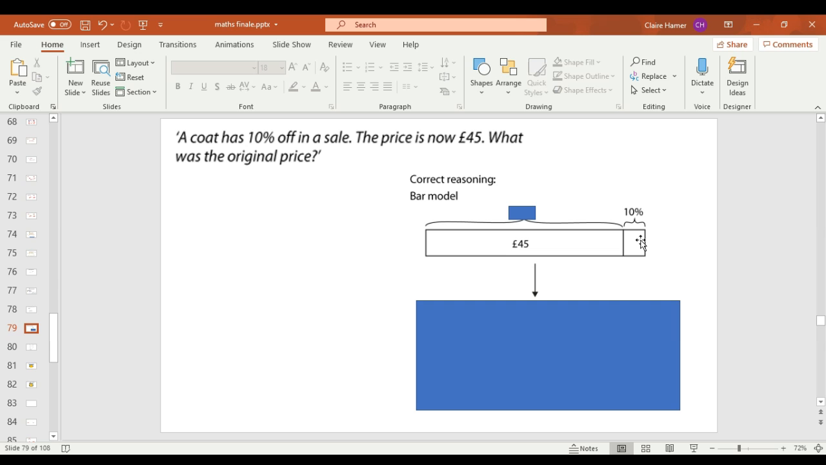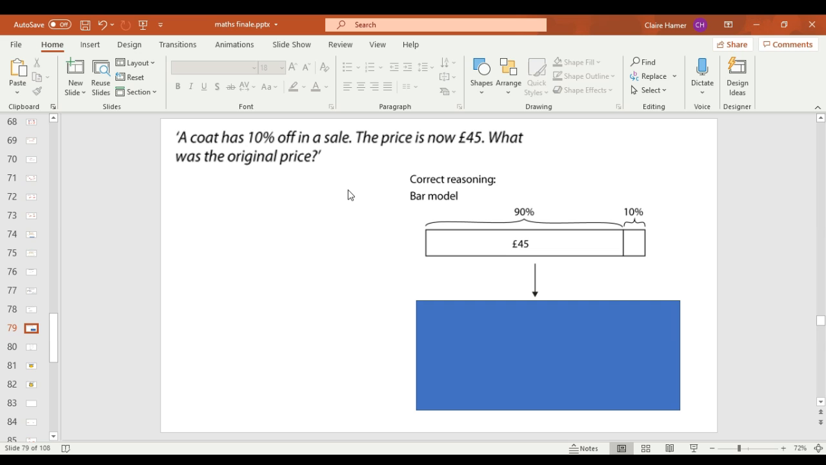Now we know that a whole is worth 100%. So what do you add to 10 to get to 100? I'm hoping that you're saying the number 90. So actually in the shop, you are paying 90% of the original value. Now if you're feeling confident, press pause and work out the original price before I reveal my method.